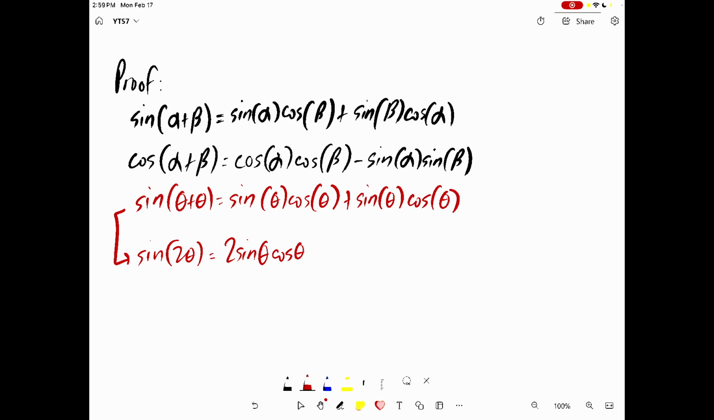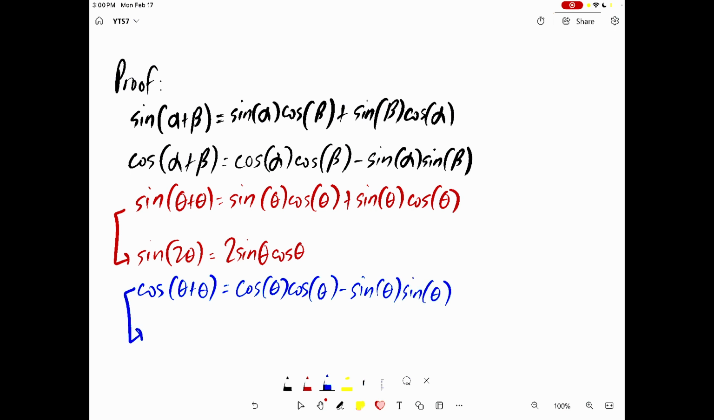So now, if we go into proving that cosine 2 theta is equal to the formula that was mentioned above in the lesson, we can go something like this. Cosine of theta plus theta is equal to cosine theta times cosine theta minus sine theta times sine theta. So then you just simplify: cosine of theta plus theta is obviously cosine 2 theta. So then you have that equal to cosine squared theta minus sine squared theta.